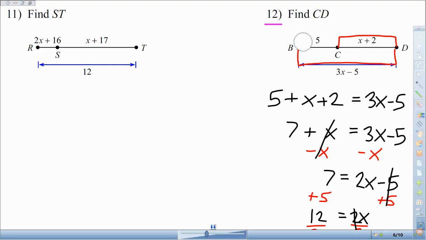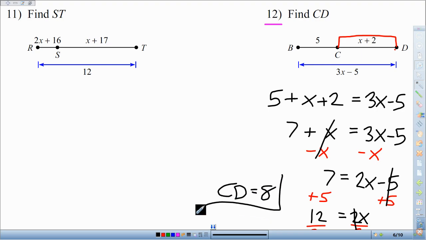Okay, so just to get rid of all this mess, that's CD right there, right? That's what I'm plugging 6 back into. You can just do this in a calculator, or in your head: 6 plus 2 gives you 8. So that is my answer. CD is 8. Okay, so look out for those two problems on the test. Make sure you're finding what they're asking, not just x.